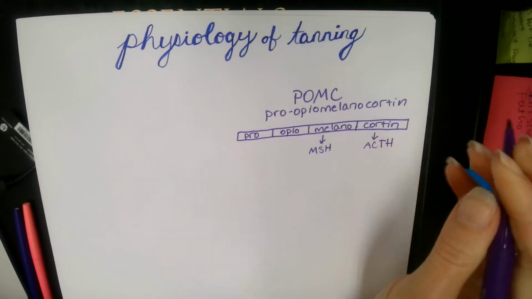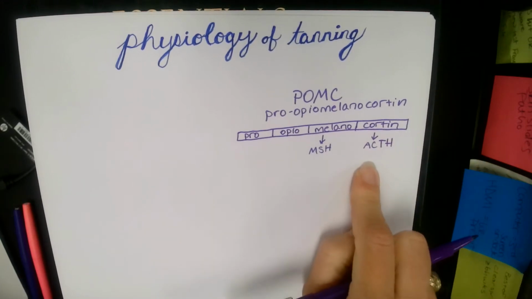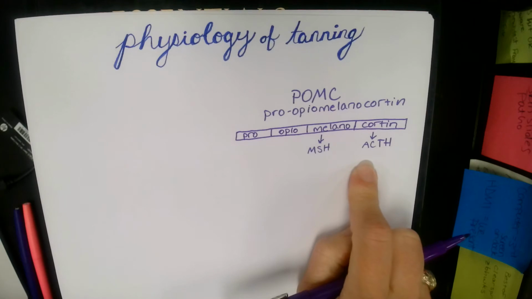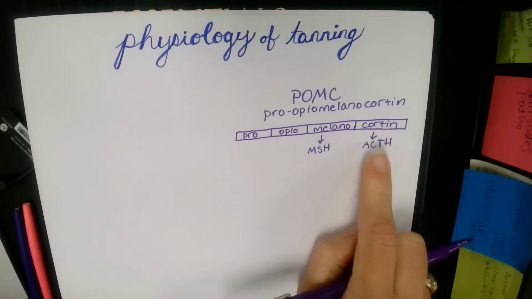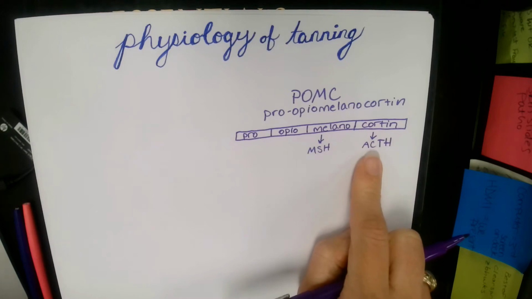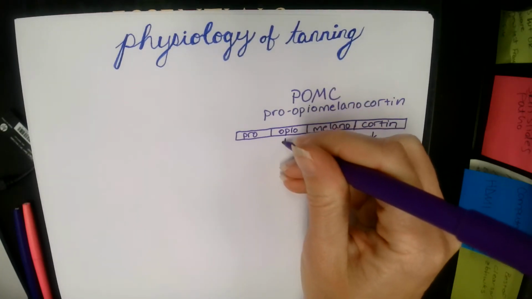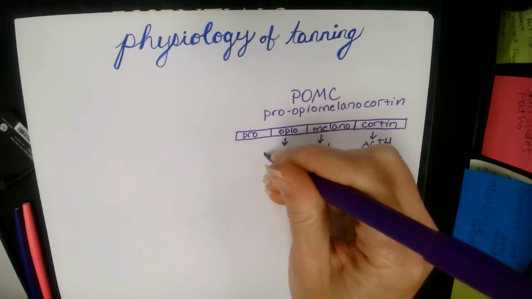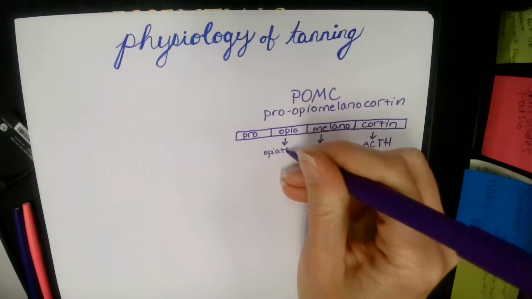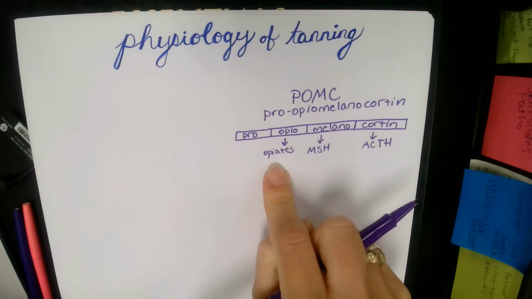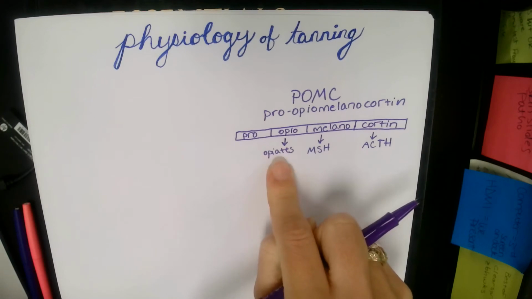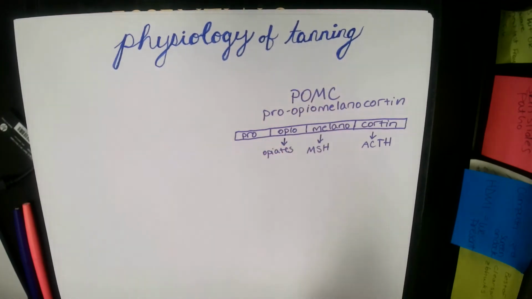Adrenocorticotropin hormone, which is going to activate your adrenal gland to help regulate stress hormones, cortisol, but even blood sugar levels and protection from stress. It even helps play a role in suppressing inflammation. So this is a very important hormone to have in your body. And we'll also put here that the opioid goes on and becomes opiates, which helps explain why some people can become addicted to tanning because this is opiates.